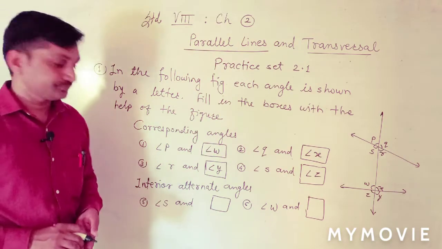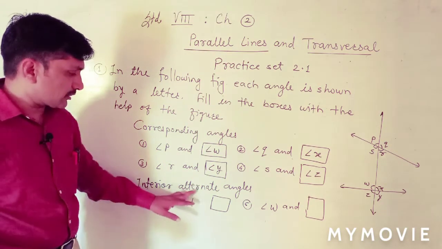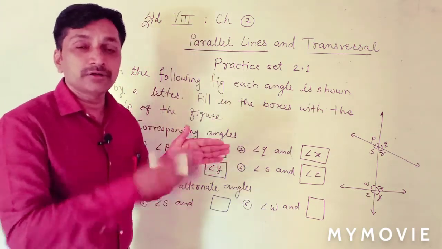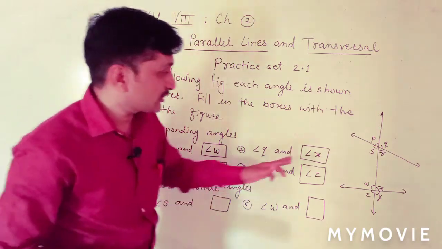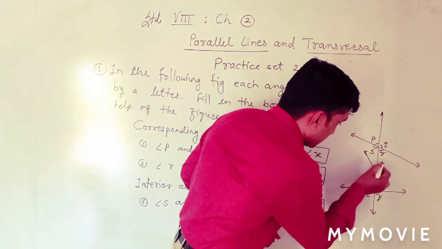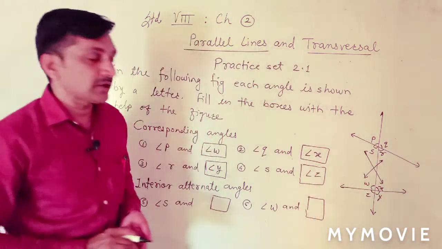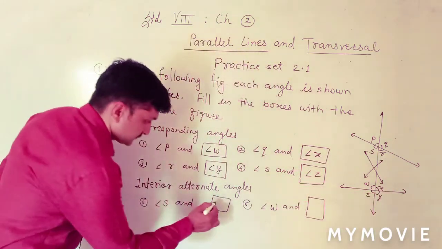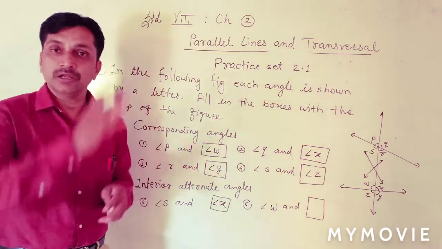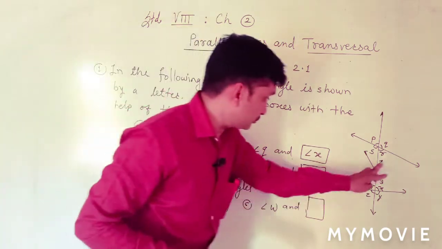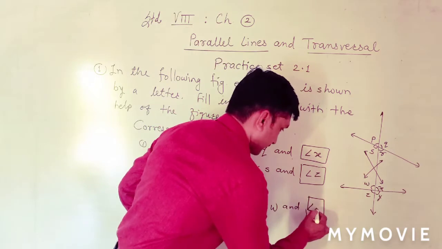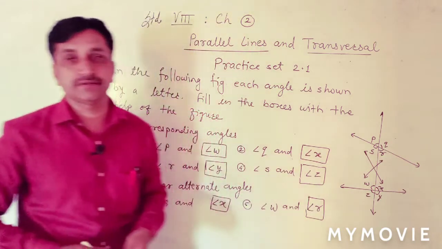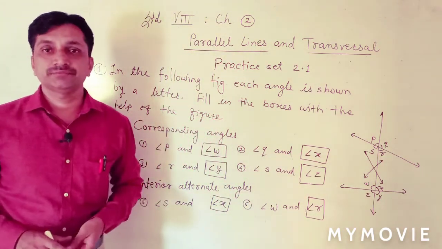These are corresponding. Second, here, interior alternate. Interior means between parallel lines, and alternate means on opposite sides of the transversal. There are 4 angles only. This pair and this pair. Between parallel lines and on opposite sides. Then let's see. Yes, then yes with X. Between parallel lines and opposite. Angle W with this R. Angle R. These are also between the lines and on opposite sides. This is the activity based example.